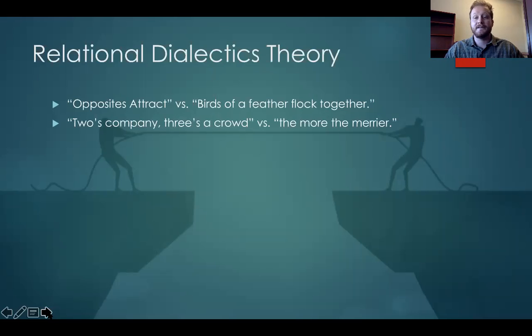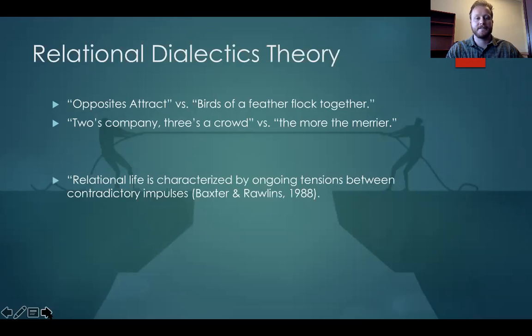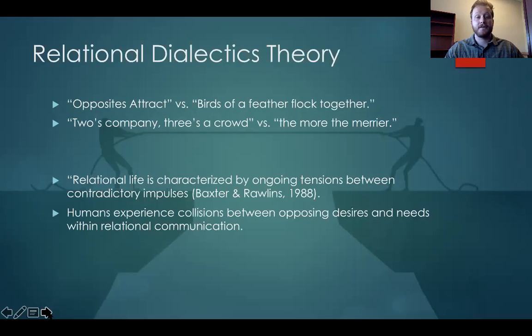So much like the tug of war image that you see within the background here, we're often conflicted between two different ideals or two different ways of communicating and being. This is exactly what we're looking at in terms of relational dialectics theory. Proposed by Baxter and Rollins in 1988, relational life is characterized by ongoing tensions between contradictory impulses. We have contradictory needs and desires that we really want to satisfy in life, and communicating around that can be difficult.